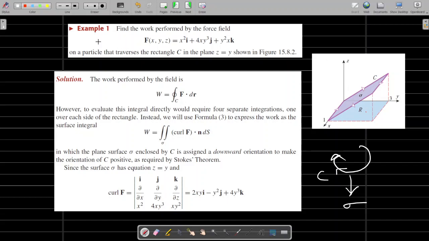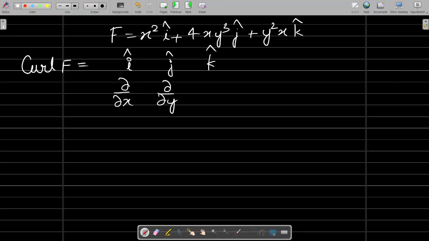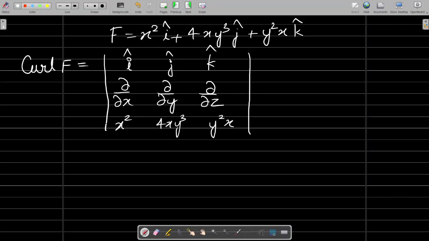Now we will first evaluate curl F for this given question. Curl F is equal to the determinant with i j k, dou by dou x, dou by dou y, dou by dou z, and x square, 4xy cube, y square x. These are your components f, g, h respectively.